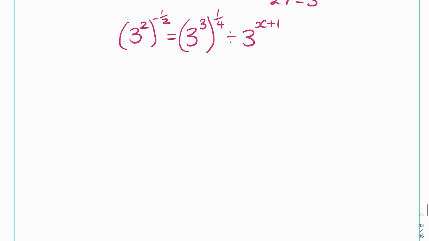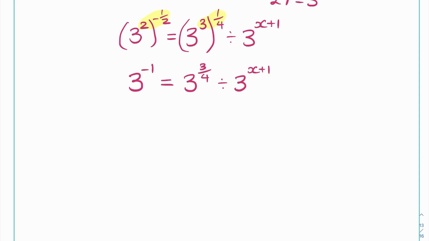Now we've got everything as a base number of 3, we can approach this by simplifying the powers. So we know that when we have powers in brackets, we multiply the powers, so we'll multiply those, and we'll multiply these, and we'll rewrite it. So 2 times negative a half is minus 1. So we have 3 to the power of minus 1 is equal to, 3 times a quarter is 3 quarters, so 3 to the power of 3 quarters, divided by 3 to the power of x plus 1.